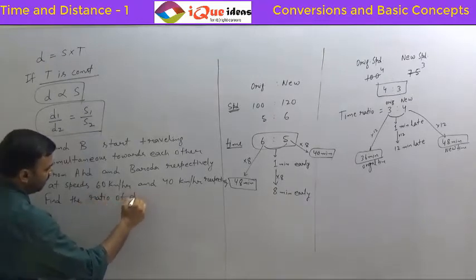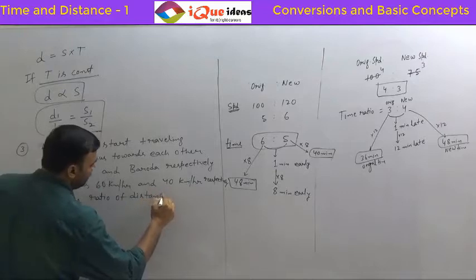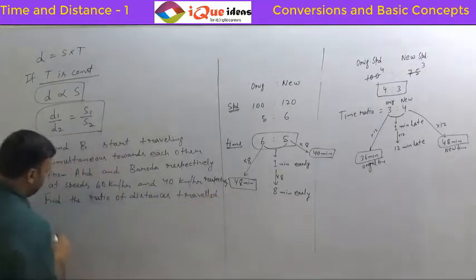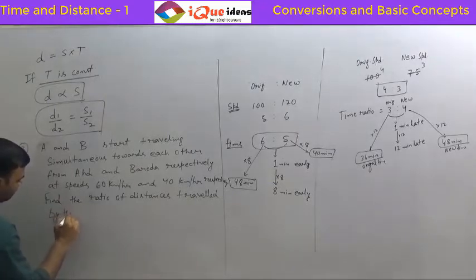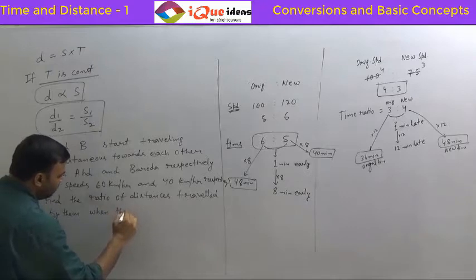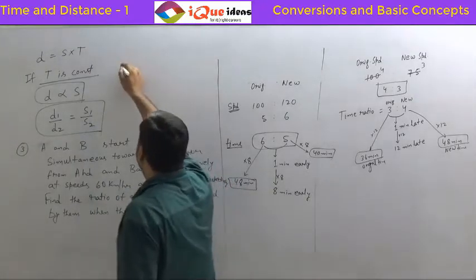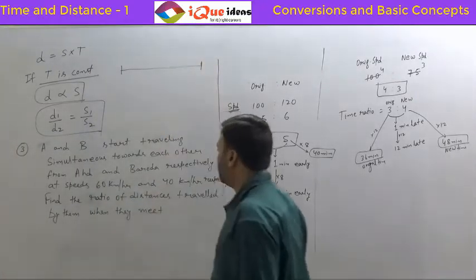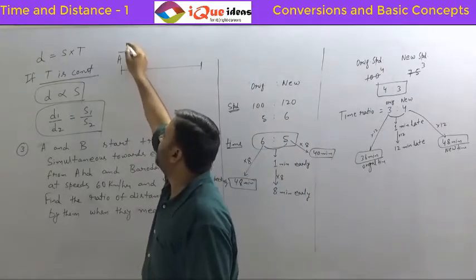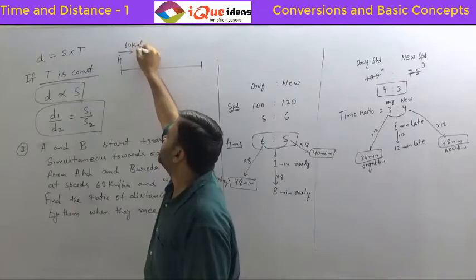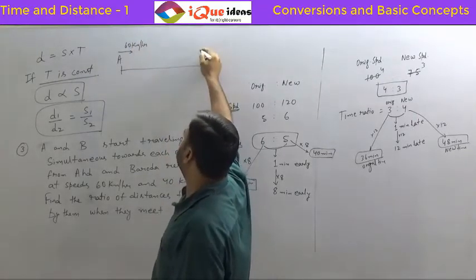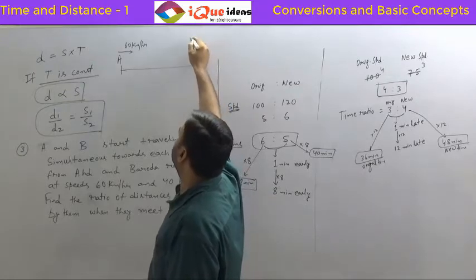Ratio of distances traveled by them when they meet. So one person starts from Ahmedabad, let's say A starts from here at a speed of 60 kilometers per hour. This arrow shows the direction, that means they are moving towards each other. B starts from Baroda at a speed of 40 kilometers per hour.